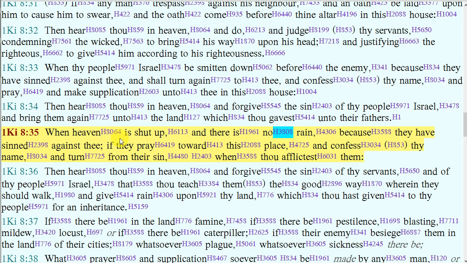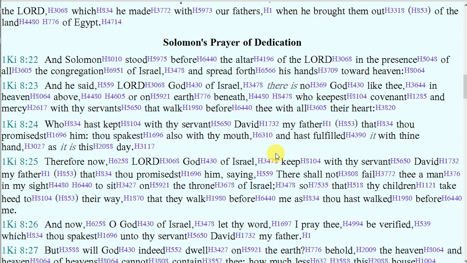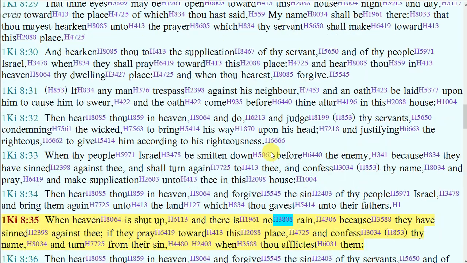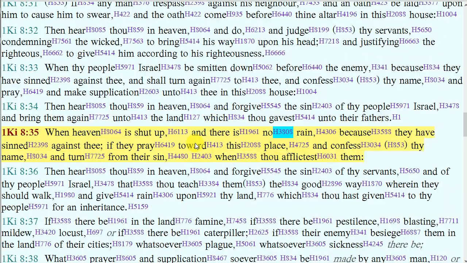When heaven is shut up and there is no rain, because they have sinned against thee, if they pray toward this place and confess thy name and turn from their sin when thou afflictest them. This is Solomon, I believe it's King Solomon praying, dedicating the temple. And he says, when heaven is shut up and there is no rain, the opposite of rain, no one has rain. That's what he's saying. Heaven has been shut up completely because they've sinned against you.